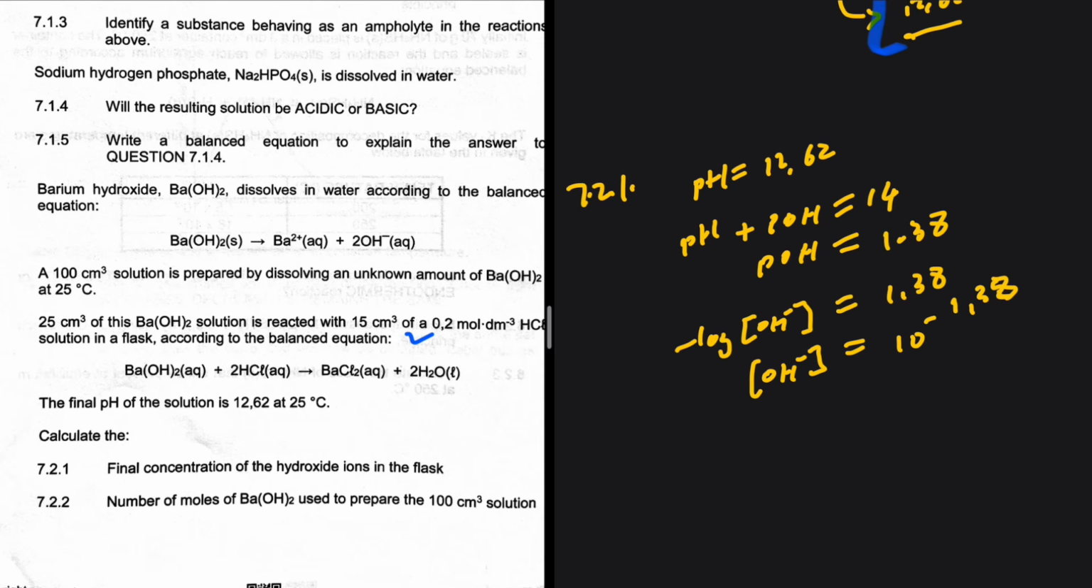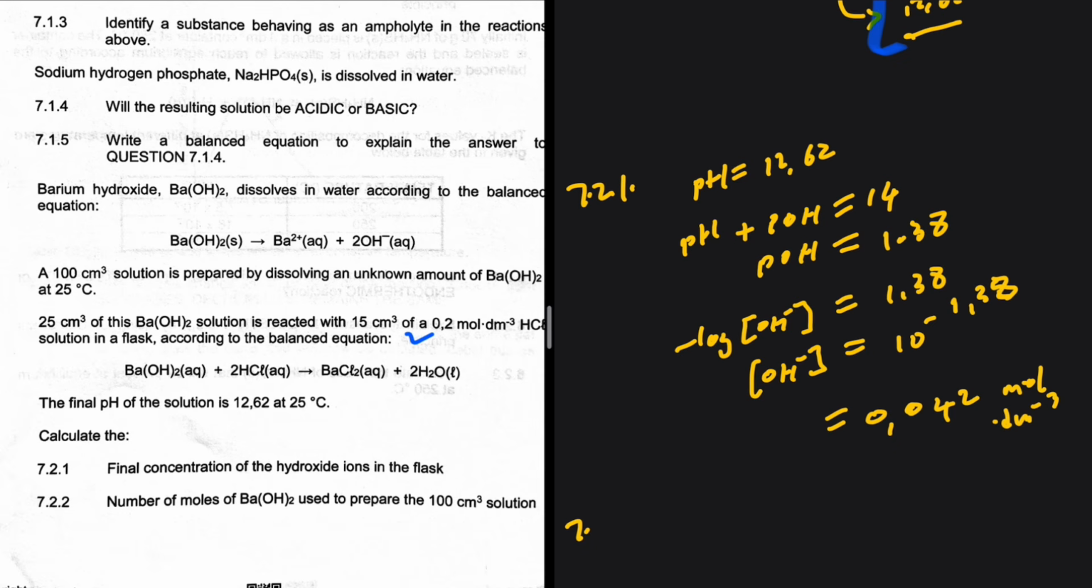So let me put that in my calculator. 10 to the minus 1.38 is equal to 0.04. Okay, this is my final answer, so I can leave it here. 0.04, to 2 decimal places, 2 significant figures. That is mol/dm³. That is the concentration of hydroxide ions in the flask that are in excess.